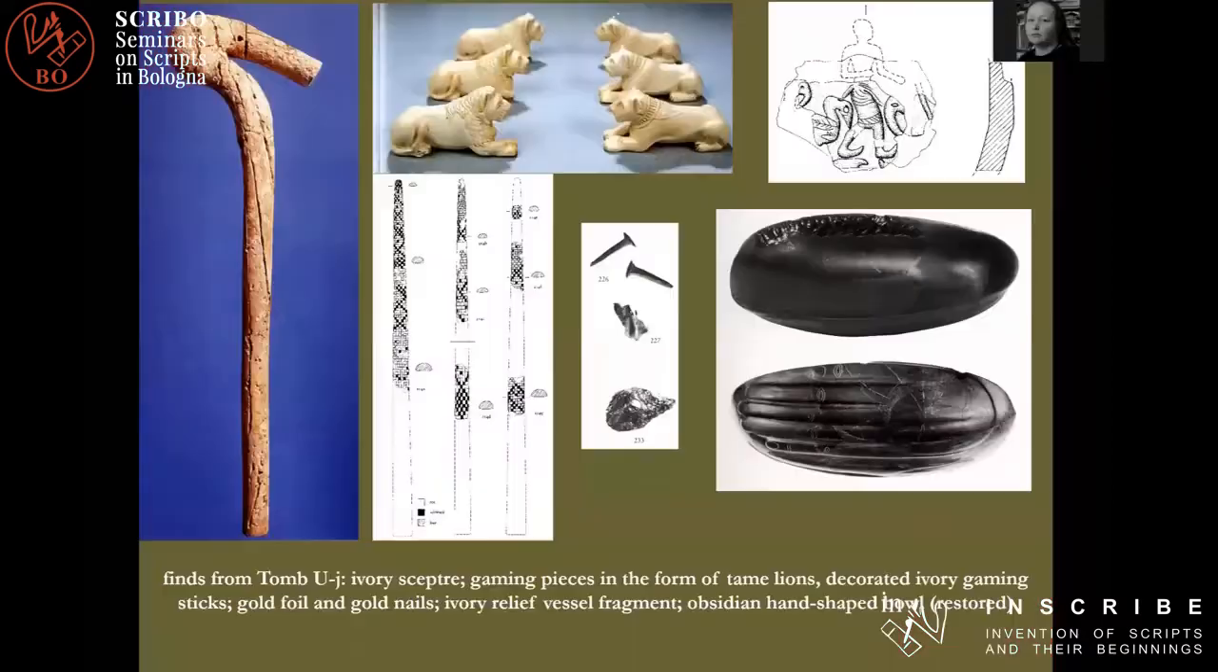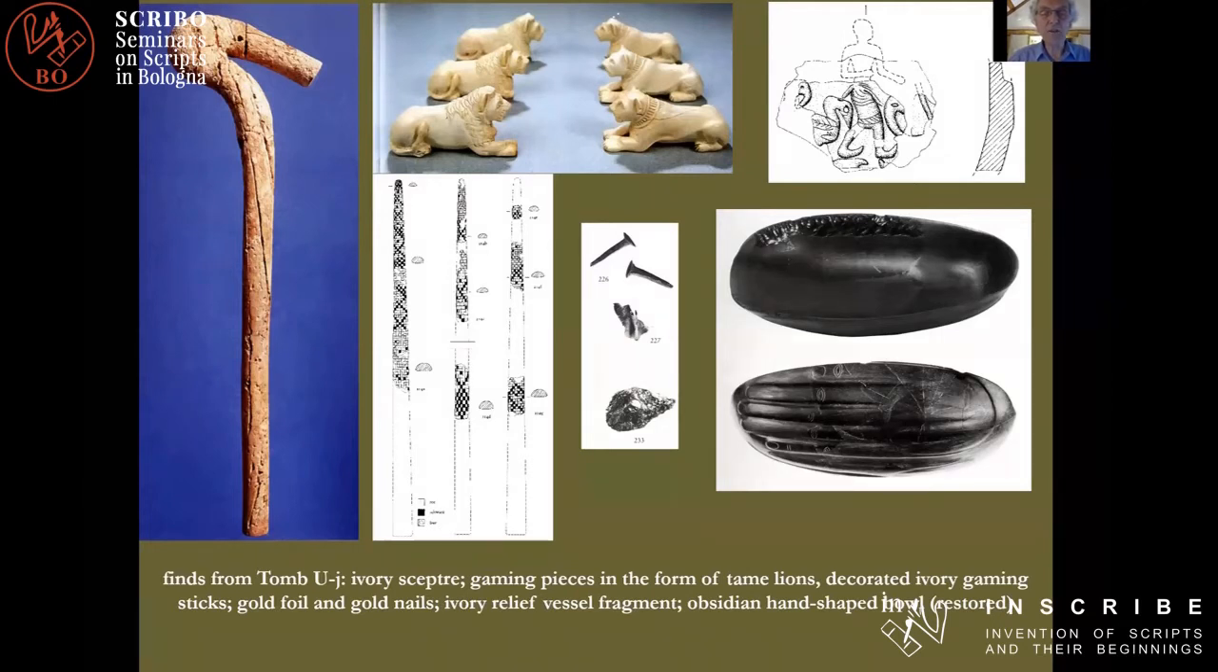Now I've got a slide here of other material that comes from Tomb UJ. It had been very thoroughly robbed, but it had absolutely exquisite objects in it. So you've got a ruler's scepter, maybe, top left. You've got ivory gaming pieces, top middle, an ivory relief vase on the right, gaming sticks. The gaming sticks are used as an object in a game to get a score, with fantastically fine decoration on them. And then, and this is something we can parallel from elsewhere, some gold foil, which had covered an object, we don't know what, but the gold foil was nailed there with gold nails.